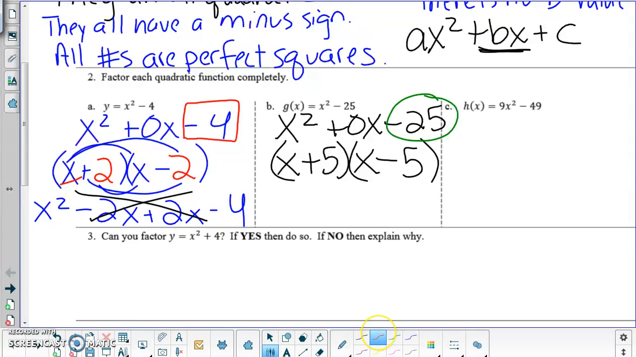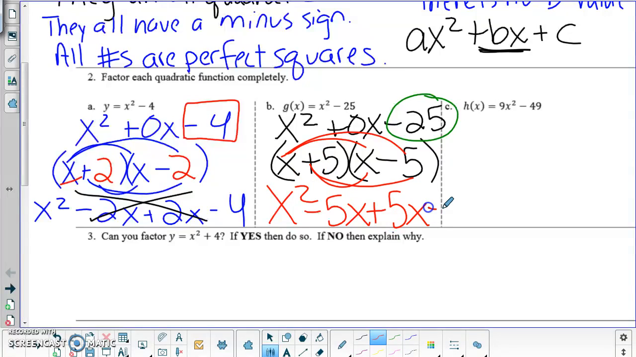Now watch what happens when we check. x times x is x squared. x times negative 5 is negative 5x. 5 times x is positive 5x. And 5 times negative 5 is negative 25. The inners and the outers cancel. One is negative 5x, one is positive 5x. That's how we get the 0. And we're done. All right, last one.